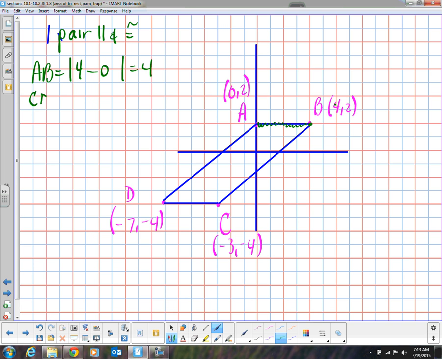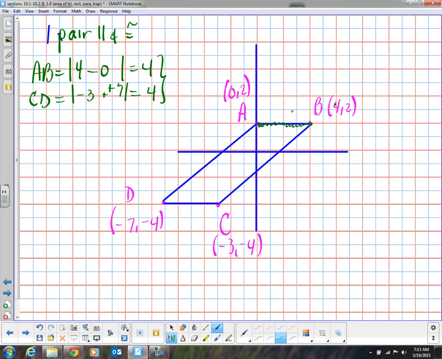This is why I'm picking these two sides. CD, I'm going to say the absolute value of -3 minus -7. That's going to be plus positive. That's going to be 4. Are these sides congruent? Yes.